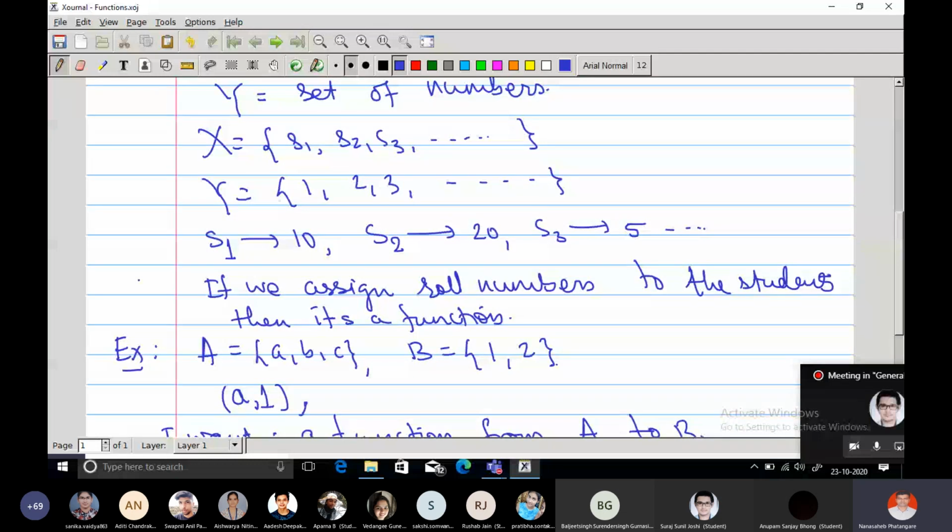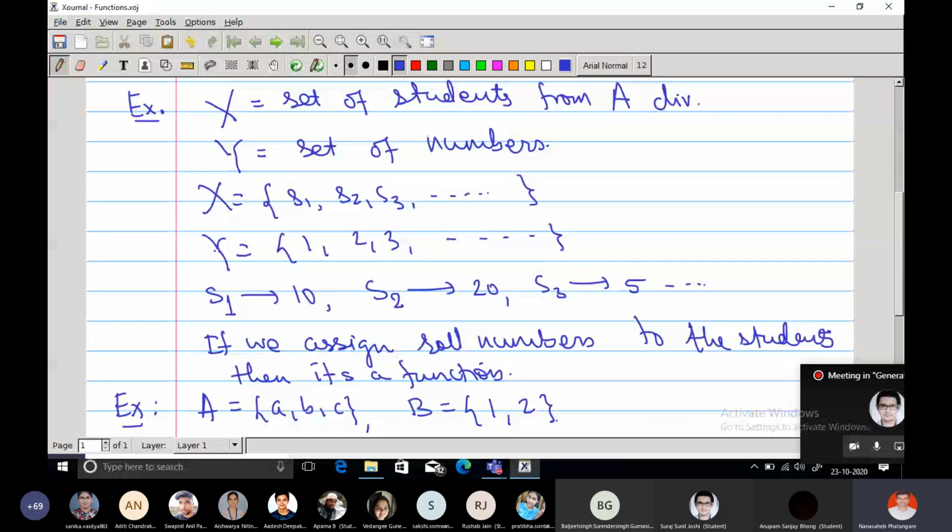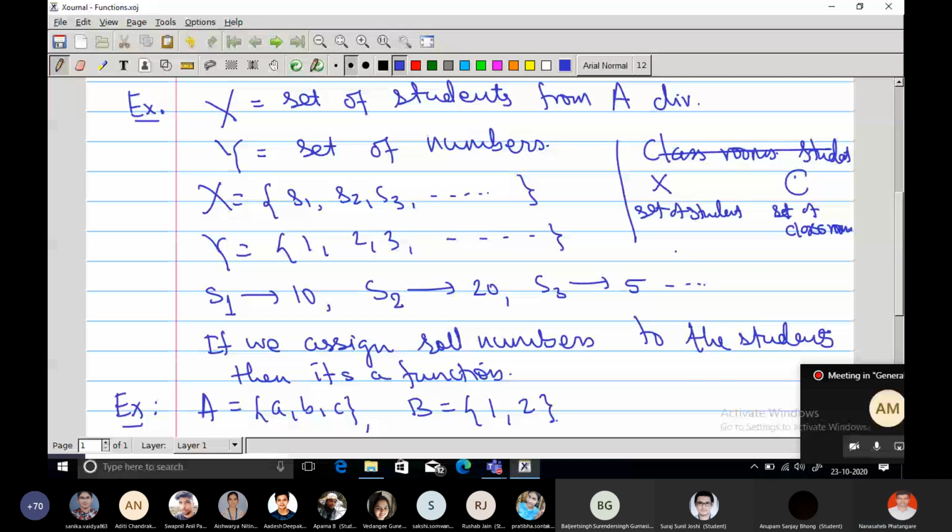But in some situations, for example, we have classrooms and students. We have two sets. Let me write it another way. X is the set of students and suppose C is the set of classrooms. Then I will assign a classroom to the students. In this situation, what is the difference? Do you understand?